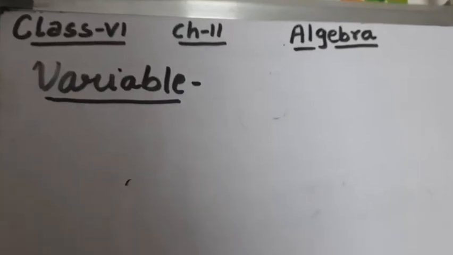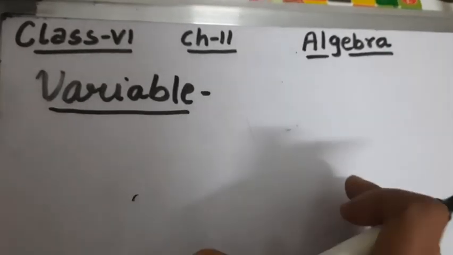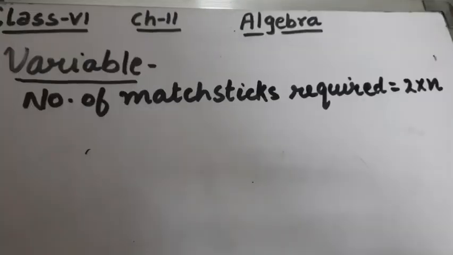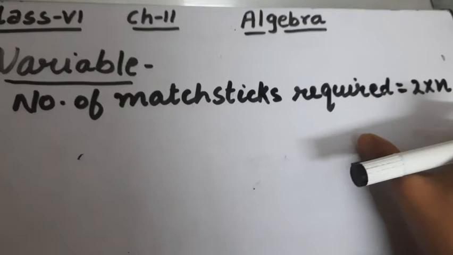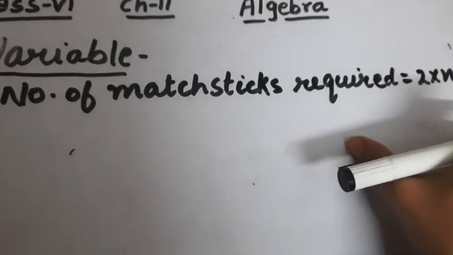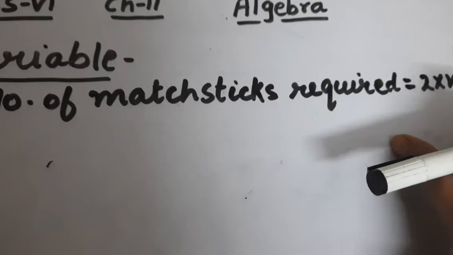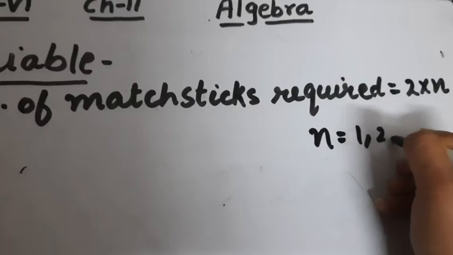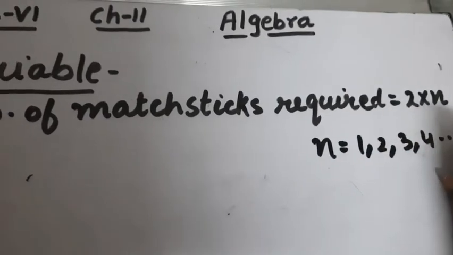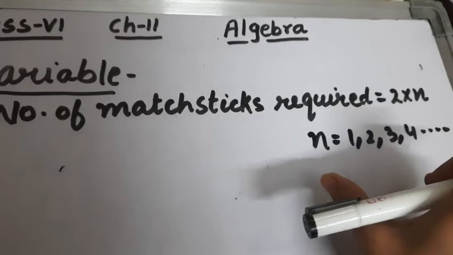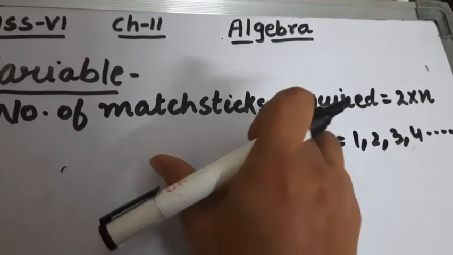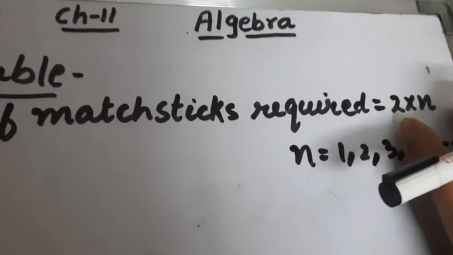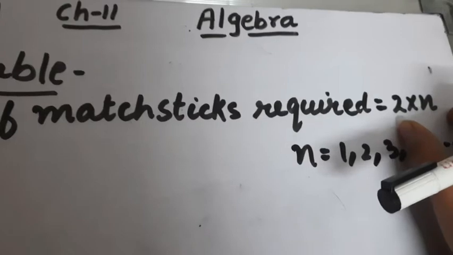Next comes variable. In the above example, we found a rule to give the number of mastics required to make a pattern of L's. The rule was: the number of mastics required is equal to 2 multiplied by n. Here n is the number of L's in the pattern, and n can take values 1, 2, 3, 4, and so on. As we increase the value of n, the number of mastics required also increases. So n here is an example of a variable.